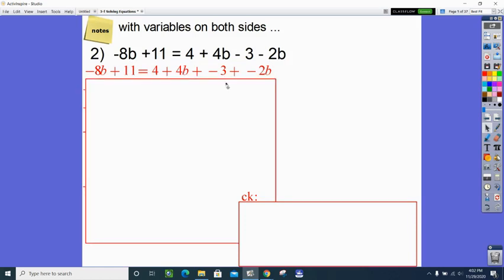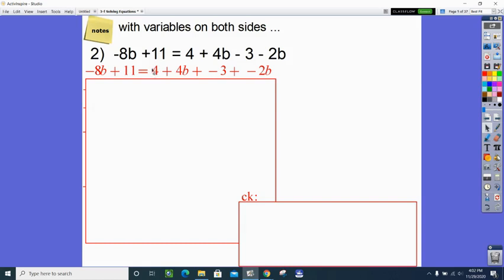So what I did start by doing is did the same change. So you'll see the negative 8b plus 11 equals 4 plus 4b, and that minus became plus a negative 3, and that minus became plus a negative 2b. Again, yes or no, do it if it helps you. Now, here's the equals. If I look at the left, the negative 8b and 11 are not like terms, they have to stay apart. But on the right, we have two pairs of like terms.